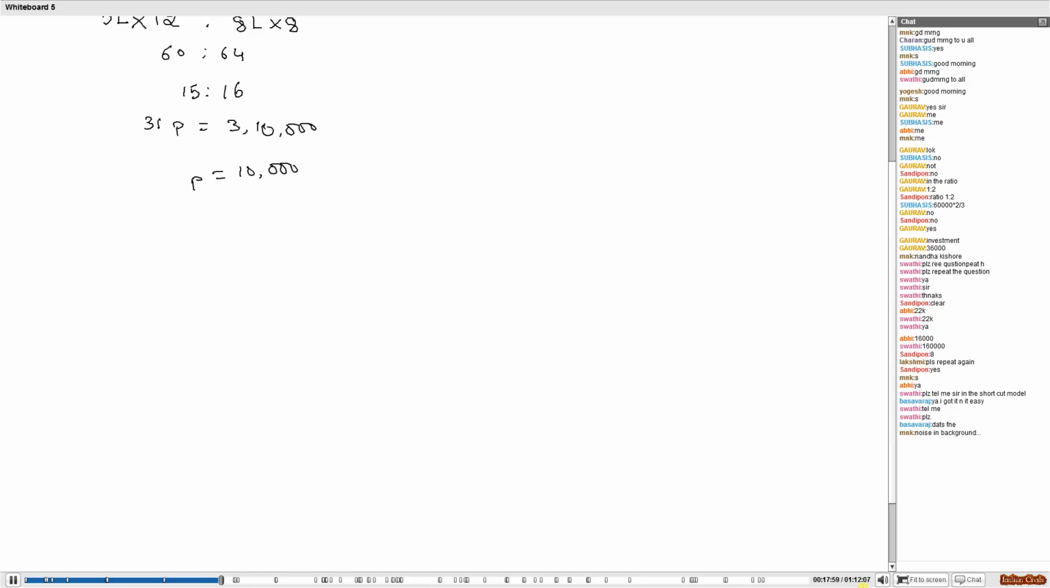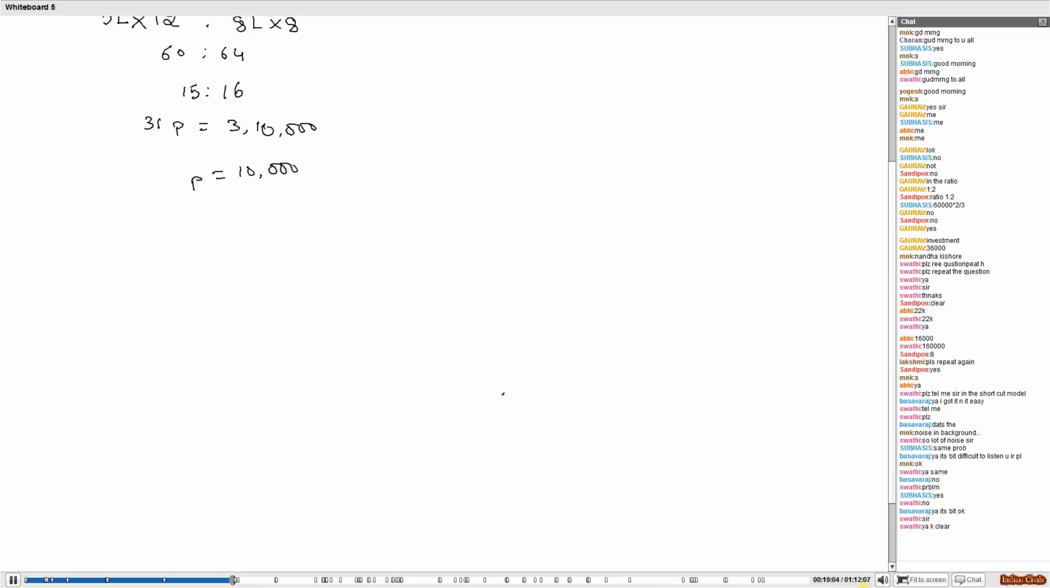Look in this, it's fine, noise in background. I know. Still, is it there? Is it clear now? Is it clear or still you are having disturbance? Look, beside my home there is a temple. There is some function going on over there. I think that's the reason.